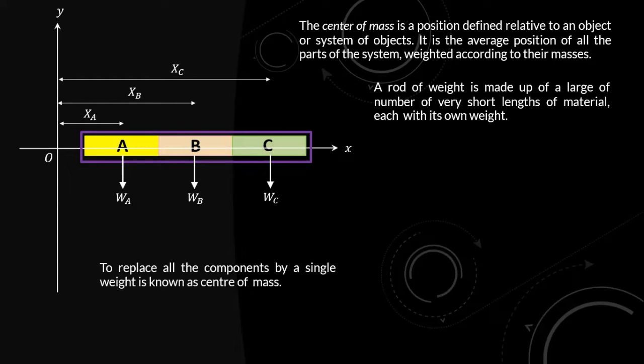To replace all the components by a single weight is known as center of mass. Once again, to replace all the components by a single weight is known as center of mass. To simplify, the diagram of the three objects above is drawn like this. This is a whole object. It's made up of object A, B, and C.